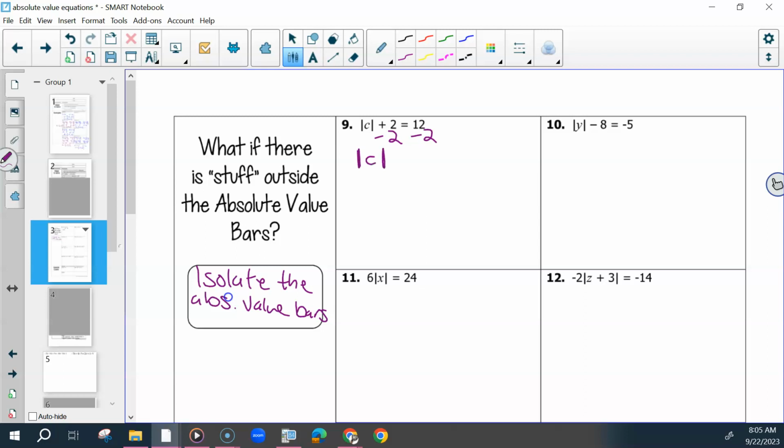Make sure whatever's inside the absolute value bar stays inside the absolute value bars until it's isolated. Then, once it's isolated, the rules are the same as before. Isolated, drop them, set them equal to a positive and negative value. Questions on this one before we continue?